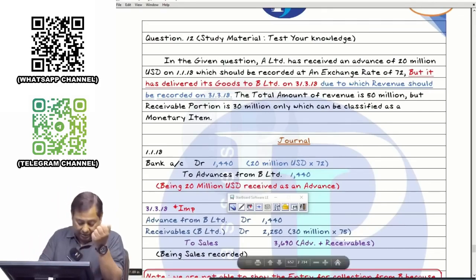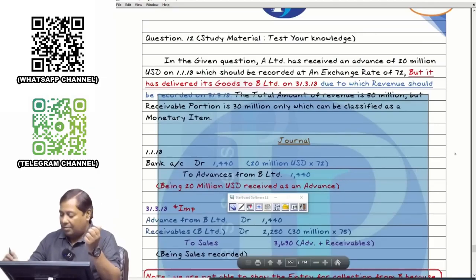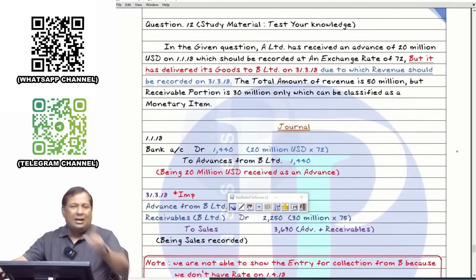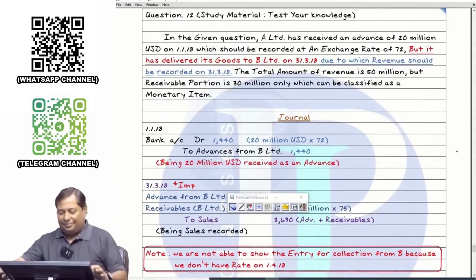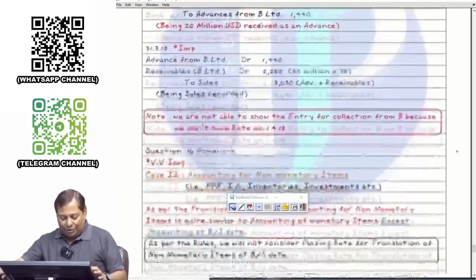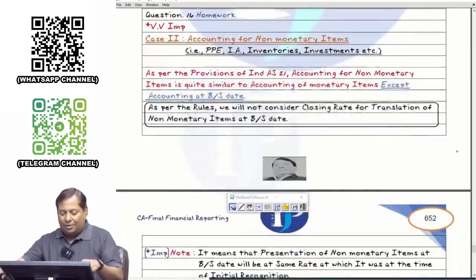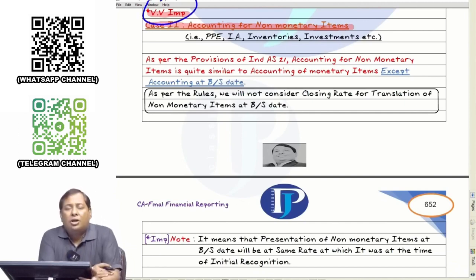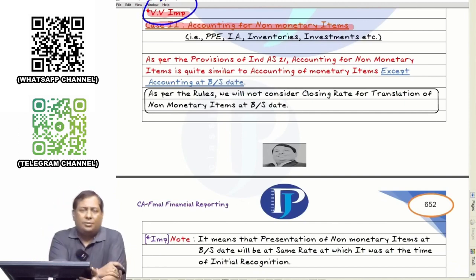I have taught this question. It's from study material. Don't take my words personally, it's for your benefit. I never spoke like this in classes, only here because I got this chance. The 12th question is done and the 16th was the homework. Then I came to non-monetary. It is a very great concept. Non-monetary accounting is an excellent concept to study.